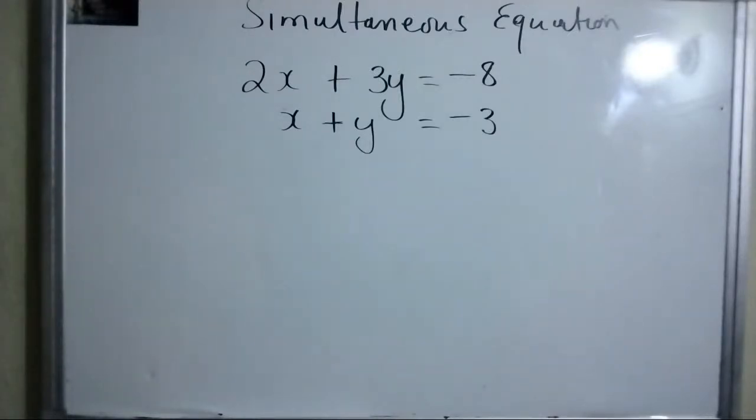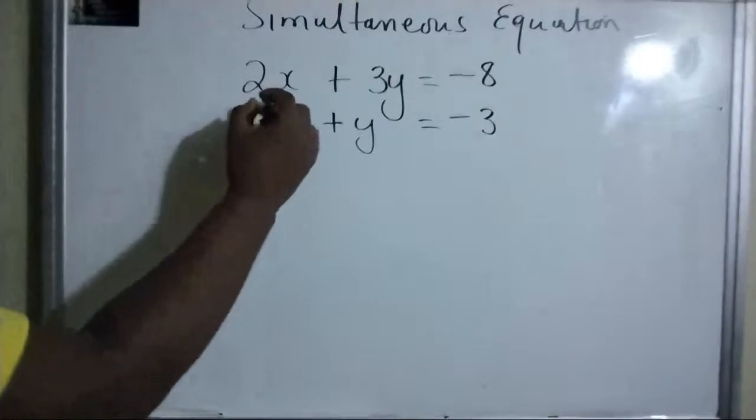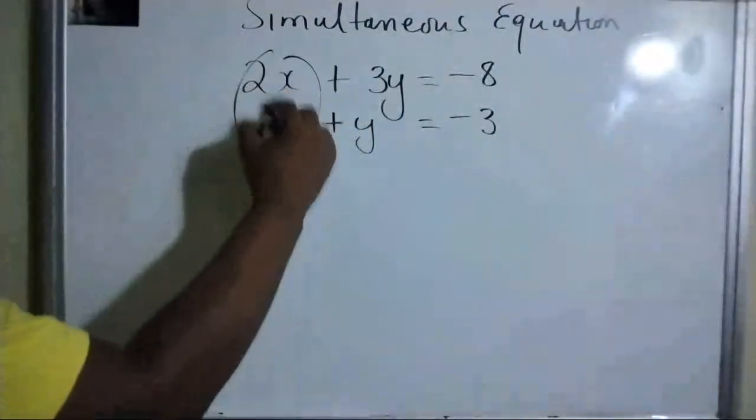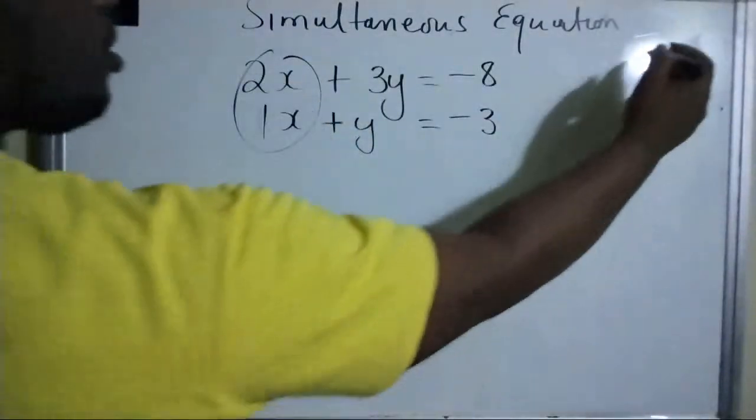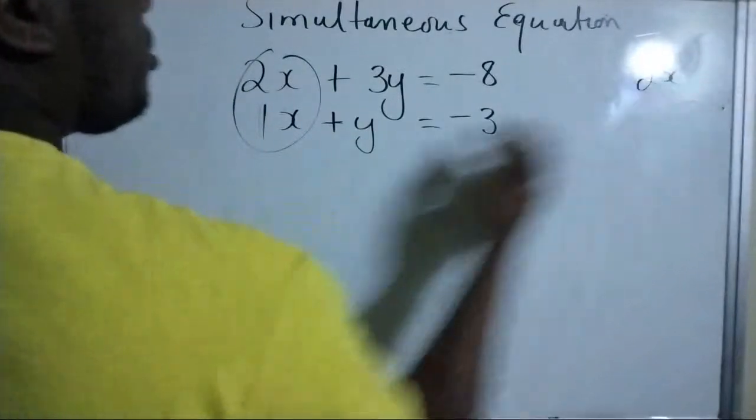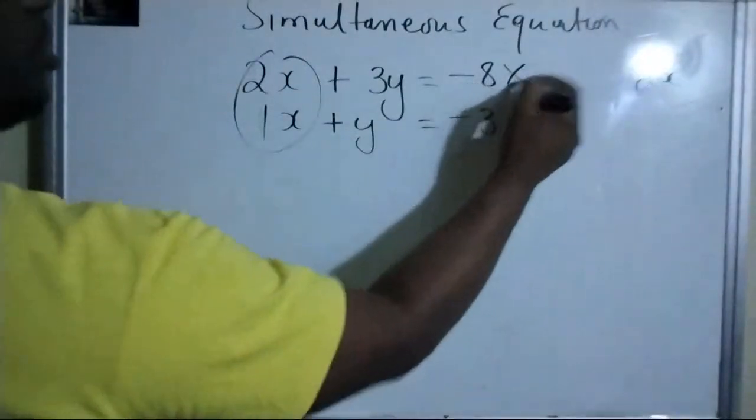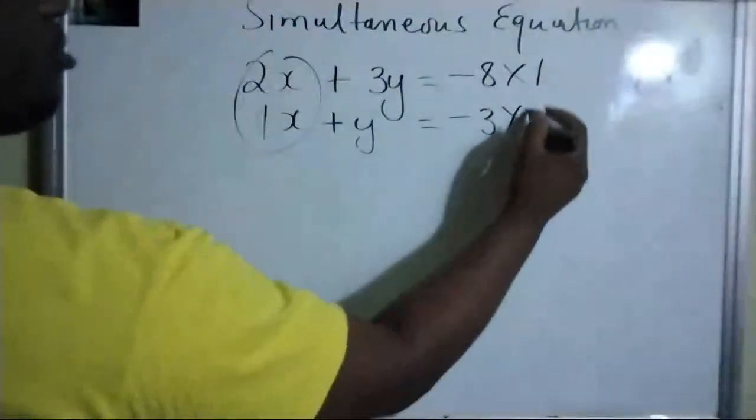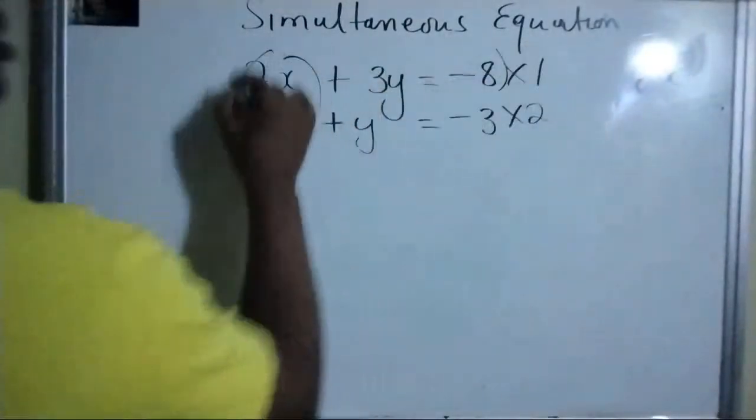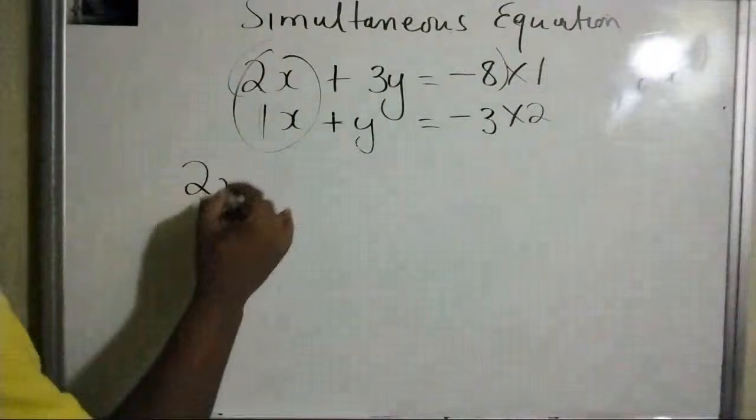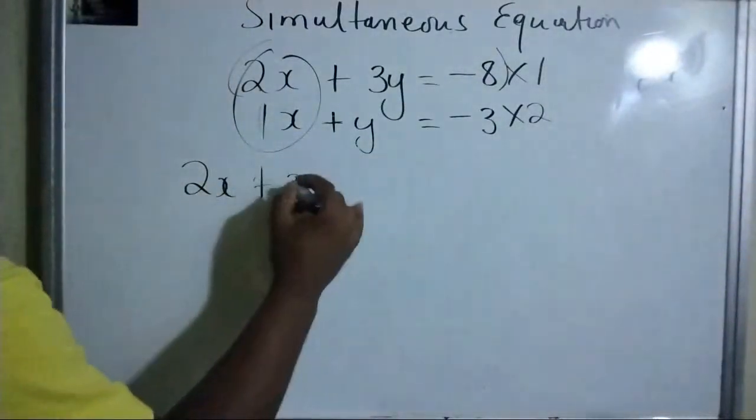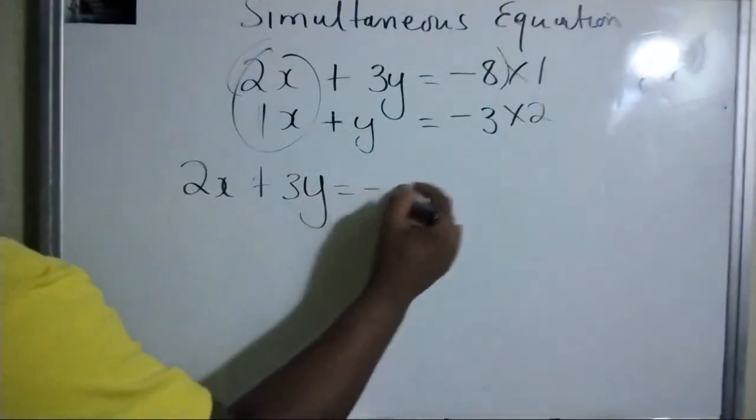Alright, so guys, I think we're going to get rid of x this time. The first thing, let's look at the coefficients. It's 2 and 1. We multiply to bring both of them to 2x. So this times 1 gives us 2x. 1 times everything: 1 times 2x is 2x, 1 times 3y is 3y, 1 times negative 8 is negative 8.